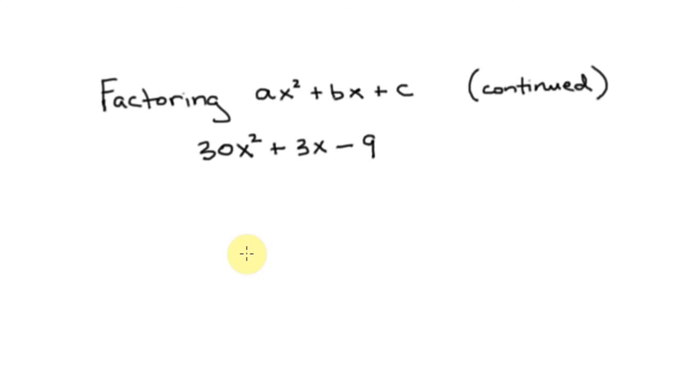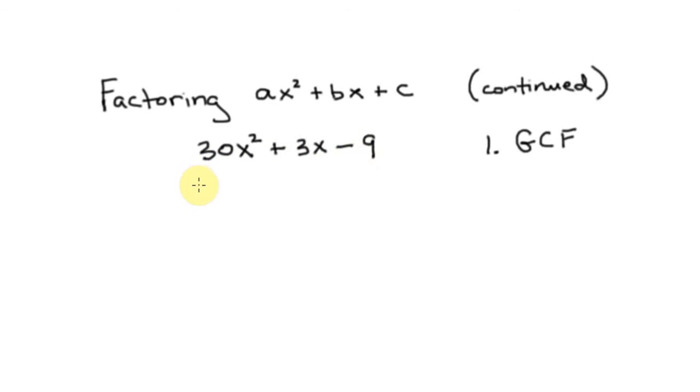All right, welcome back, and we're going to try factoring another example of a trinomial with a number in front of the x squared. So here it is, 30x squared plus 3x minus 9, and really important, always look for a greatest common factor. That's always the first thing you want to look for. If you don't do that, you'll end up with the wrong answer. So let's look at these, 30x squared plus 3x minus 9.